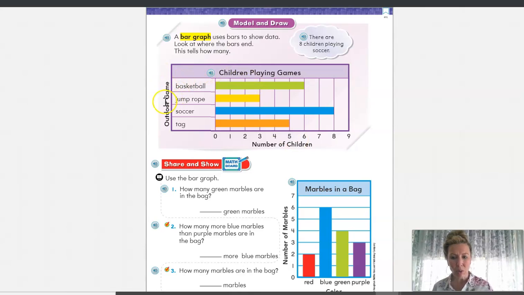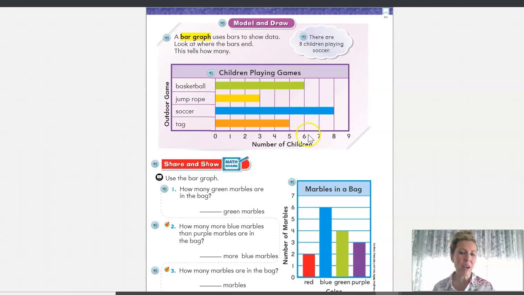So let's look. Outdoor game. Children playing games. That's the title of our chart. That's the title of our data. Here are our categories: basketball, jump rope, soccer, or tag, right? And then here's our scale. So if I look at tag and my question is, how many children were playing tag? I can just follow the scale, follow the bar. It stops at 5, and so I know 5 children were playing tag.